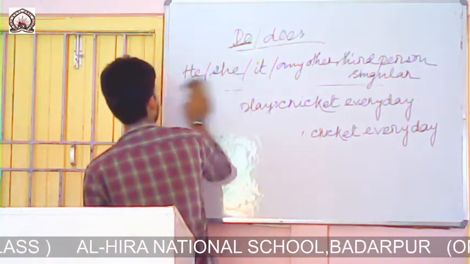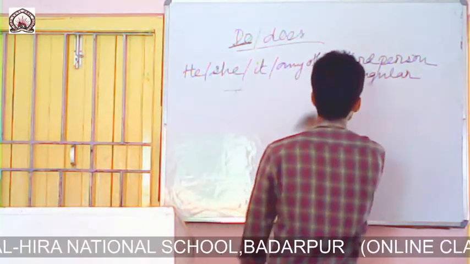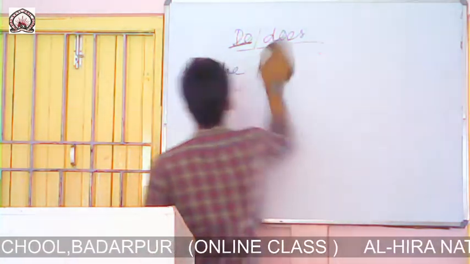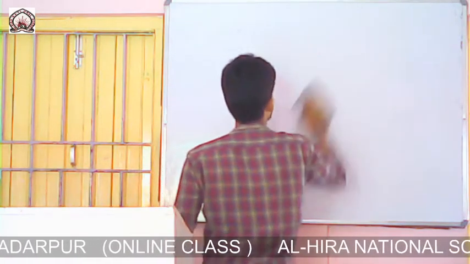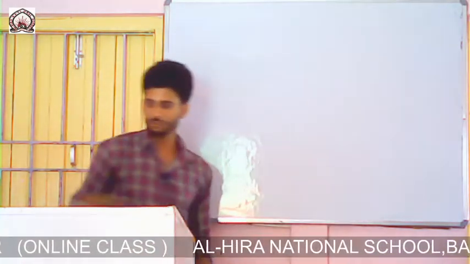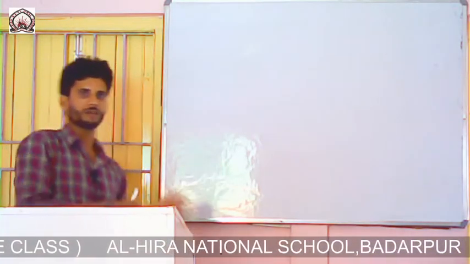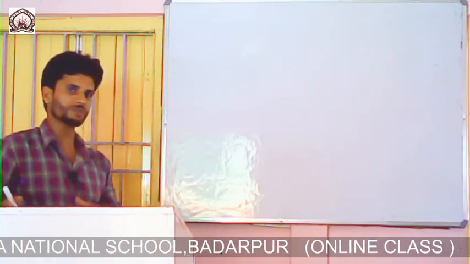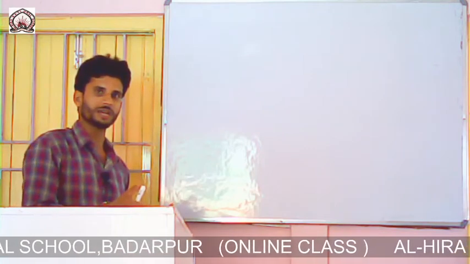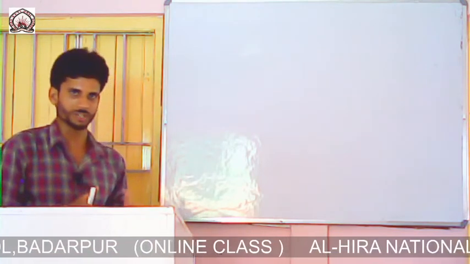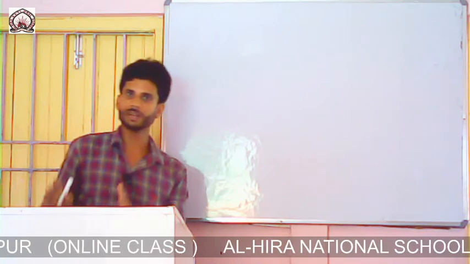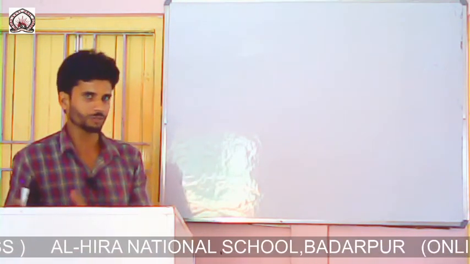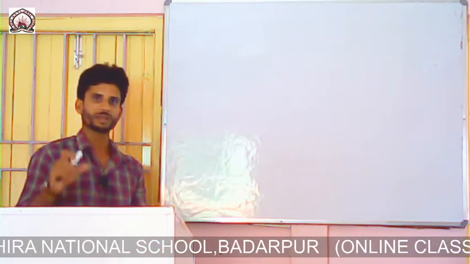Now, what to do when the sentence is in past tense? I have already said how to change a sentence from positive to negative when it has an auxiliary verb or a helping verb in it. What do we do? We write not after the auxiliary verb, and it becomes a negative sentence.